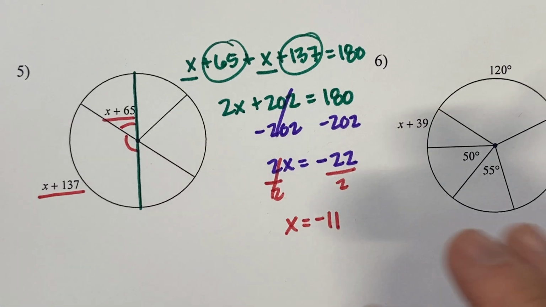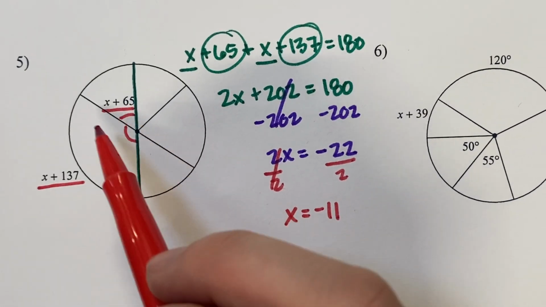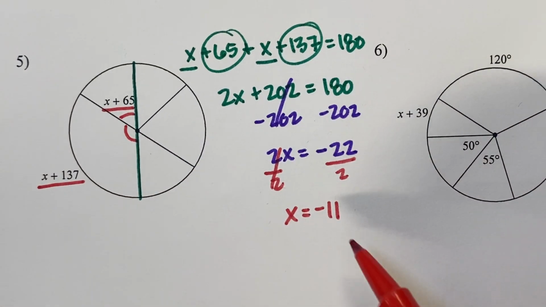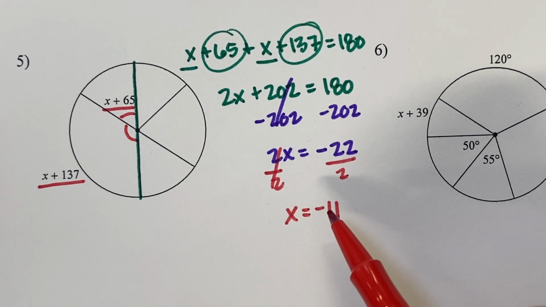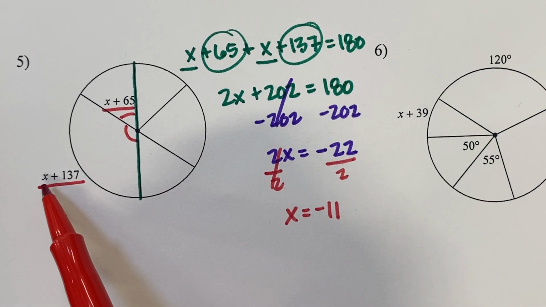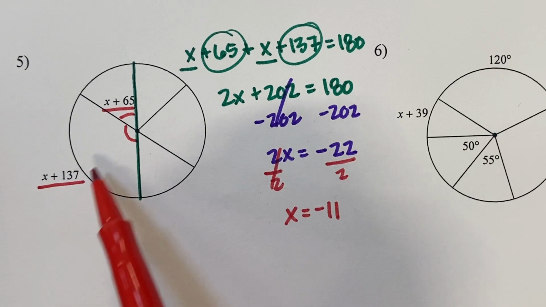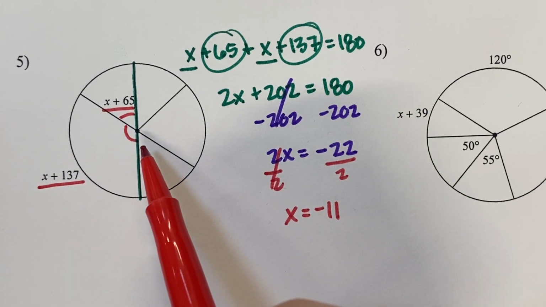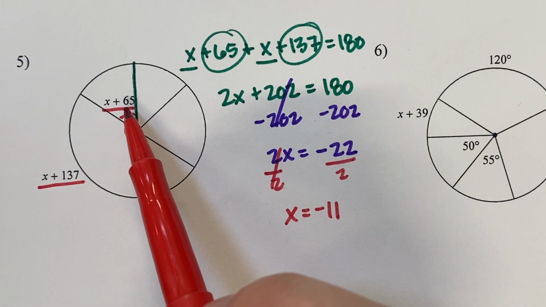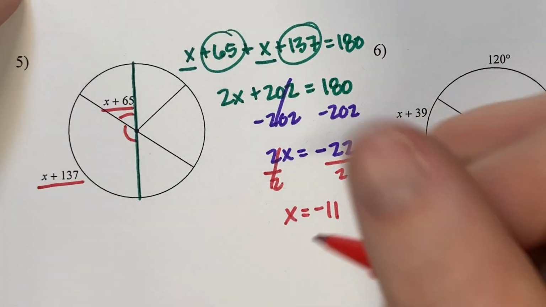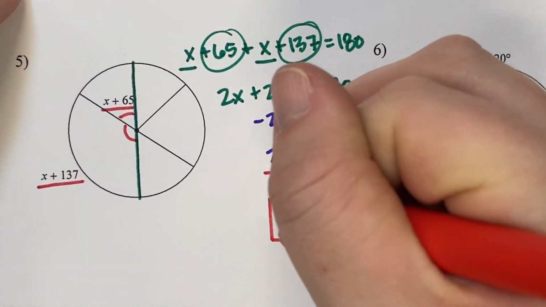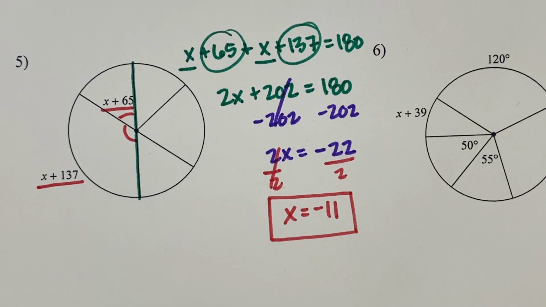And you're going to be like, wait, Mrs. Campbell, how can it be a negative? There's no such thing as negative degrees. Okay, remember, this is not the measure. This is x. So if we were to plug x in, it would be negative 11 plus 137, which would give us a positive. Negative 11 plus 65, which would give us a positive. Okay, so our x is equal to negative 11.